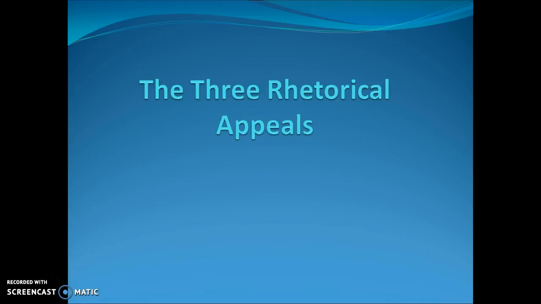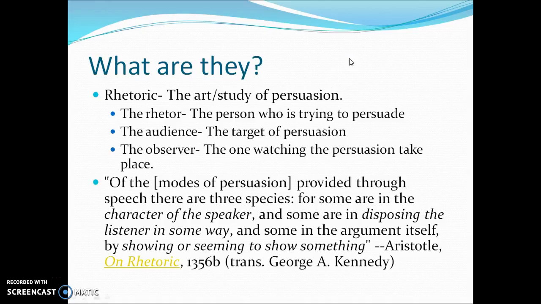Everyone! For today's lesson, we will be learning about the 3 rhetorical appeals. Now, first things first, what is a rhetorical appeal? Well, to start, rhetoric is the art or the study of persuasion.